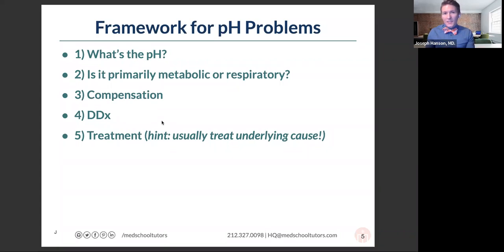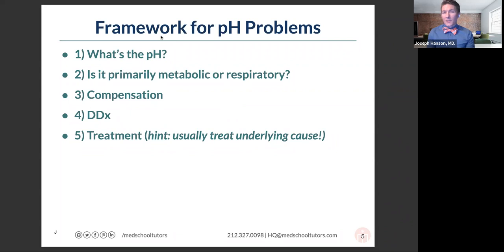From there, we assess what's going on the other side. So if you determine that it's a metabolic issue, then look at what the change is for the CO2. Is it compensating appropriately? Yes or no. Alternatively, if you find that you have a CO2 problem, do your best to see if there's a bicarbonate change that accommodates that as well.